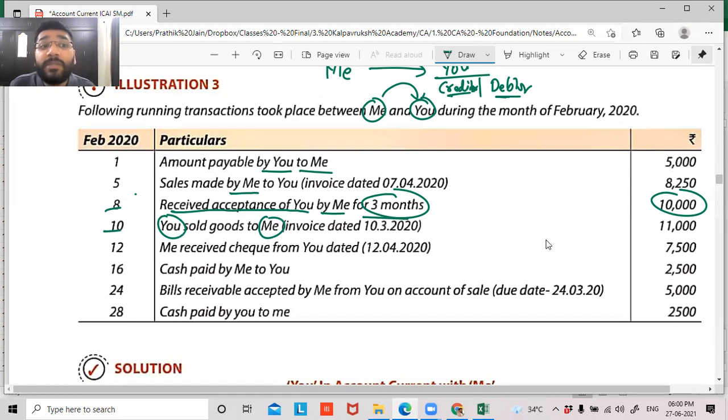Guys, we are preparing the accounts in me's books. Me is the party in whose books we are preparing the accounts. So look at the language, how they're trying to confuse us. The moment you see the words you sold goods to me, you will think of a sale transaction. No, no, no. In whose books are we accounting? In me's books. So you is selling to me, which means me is purchasing. So it is a purchase transaction. So purchase account debit to you, purchase to Creta. So in Creta's ledger, by purchase.